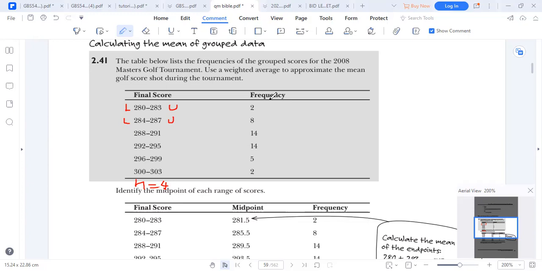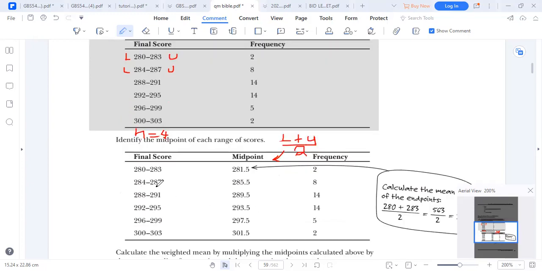So we can find the midpoint of the class by adding the lower bound and the upper bound, dividing by 2. We call that the midpoint. So 280 plus 283 divided by 2 gets 281.5. 284 plus 287 divided by 2, 285.5. Until the last one, we get 301.5. So this is how we find our midpoint. Are we clear on the midpoint? Is there anyone behind?